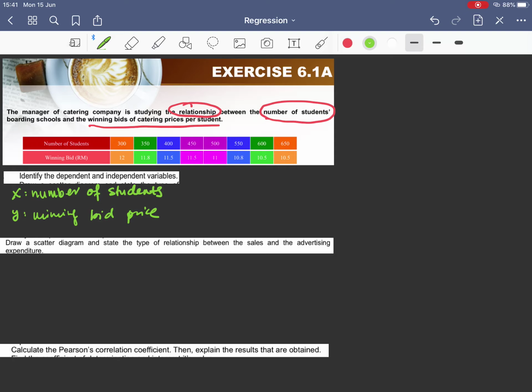Okay, number 2, draw a scatter diagram and state the type of relationship between the sales and advertising expenditure. So you can just sketch your X and Y. This is just a sketching, okay? My Y is the winning bid, my X is the number of students. So as we can see here, as the number of students is increasing, the winning bid price is decreasing. So we will have like this.